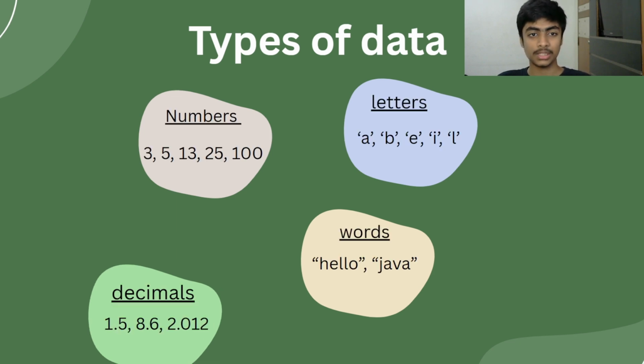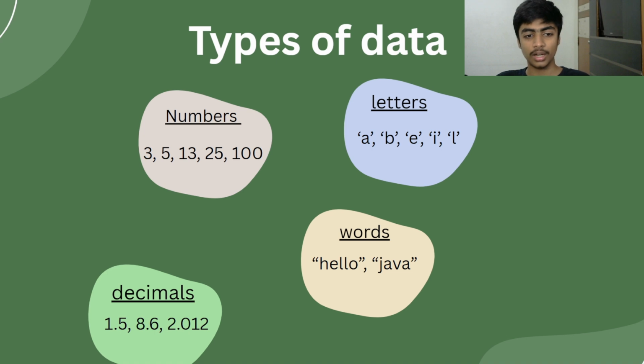Numbers could be things like the numbers 3, 5, 13. Letters could be just characters or alphabets like A, B, I, or L. Decimals are just numbers with a decimal point. So 8.6, 2.012 are all examples of decimals. And words is just a collection of alphabets. So something like hello or Java are examples of words. This is not entirely new because we use data types in our everyday life as well.